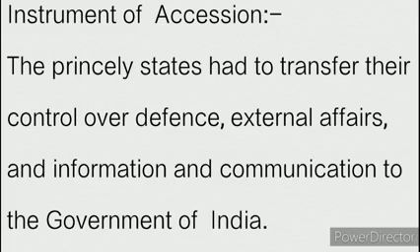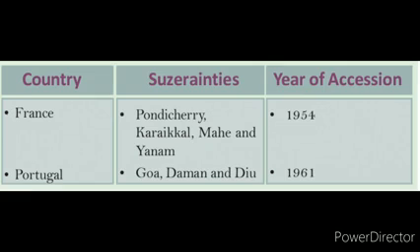After independence, there were some regions which were controlled by France and Portugal. Following mass protest, France handed over its territories under their control, and Portugal too. The table gives the details of the regions which were controlled by France and Portugal.